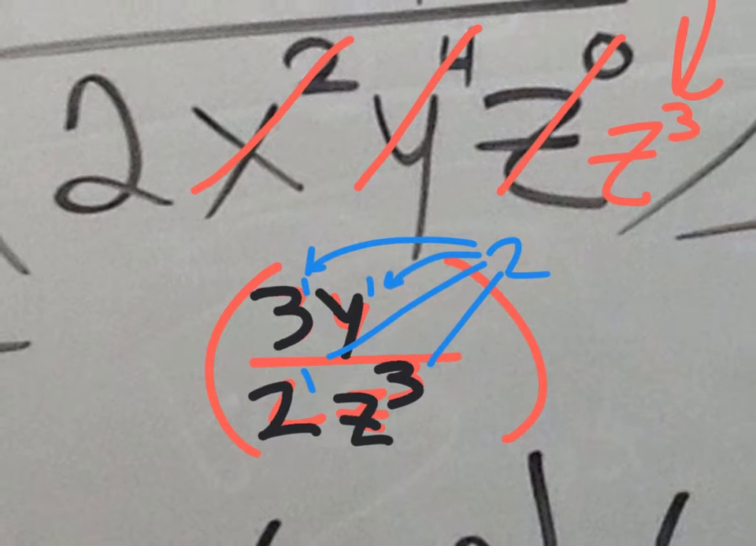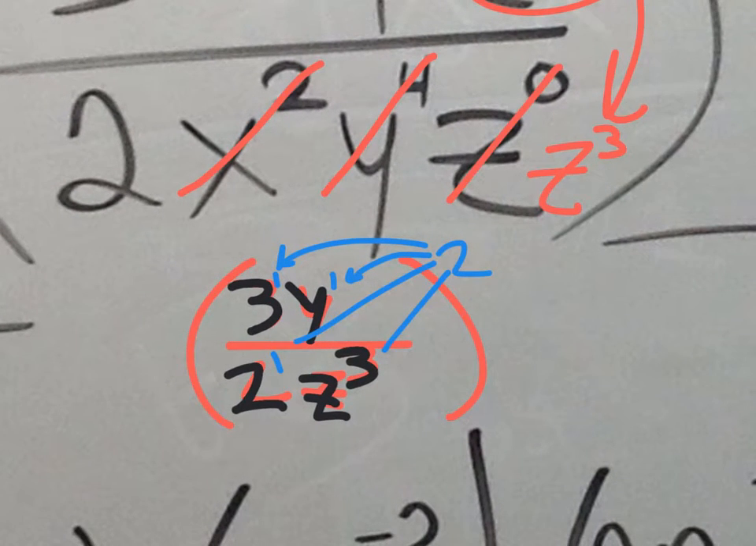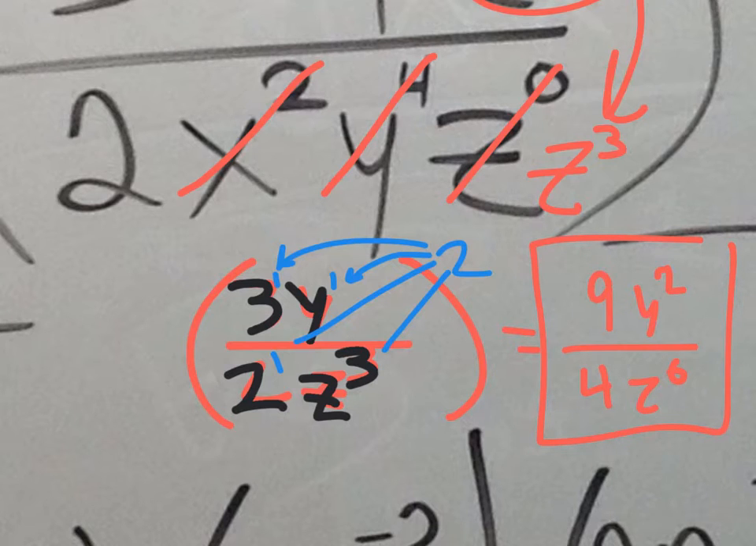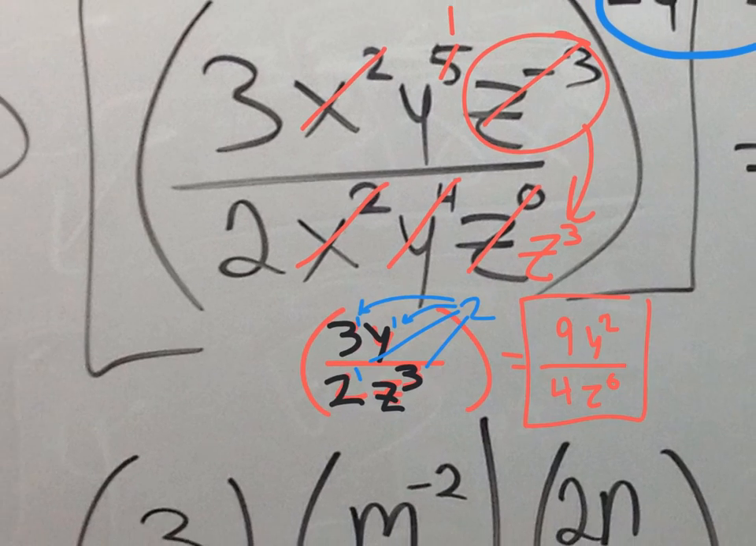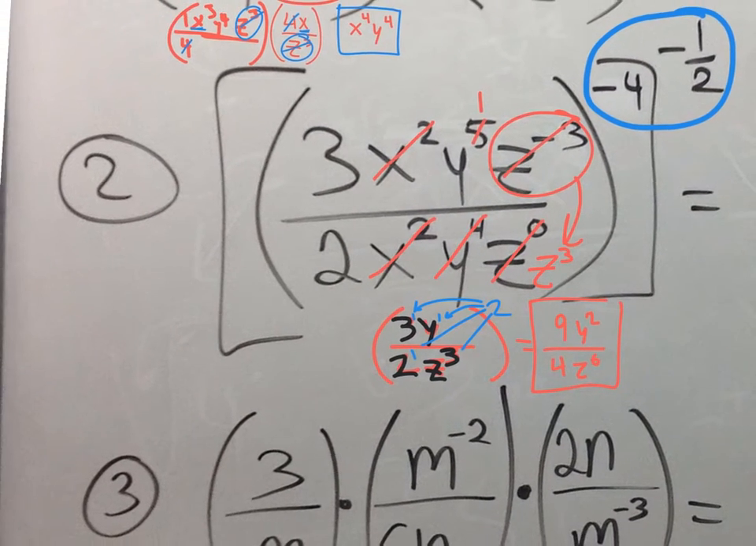So my final answer is 3 squared, which is 9, y squared over 2 squared, which is 4, z to the 6th power. So there's my final answer. 9y squared over 4z to the 6th. That is my answer for that nasty looking number 2. Let's move on to number 3.